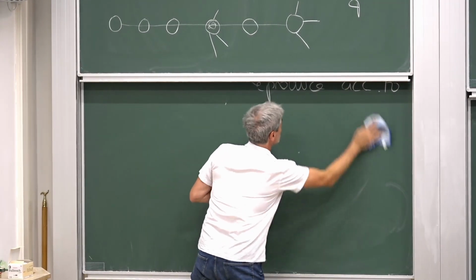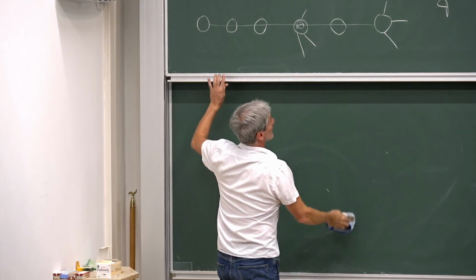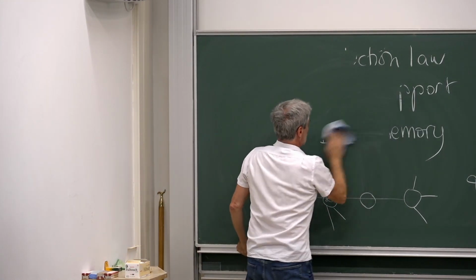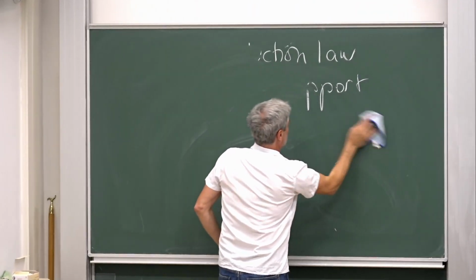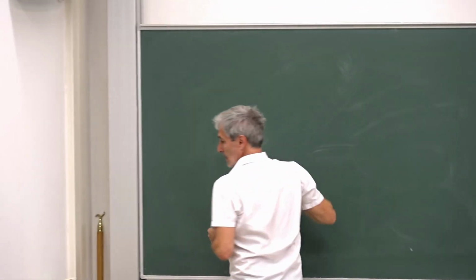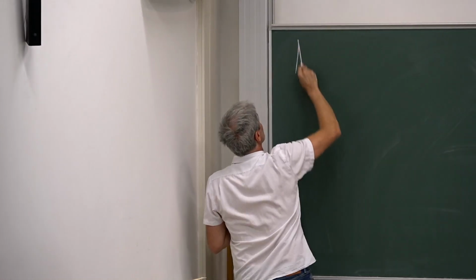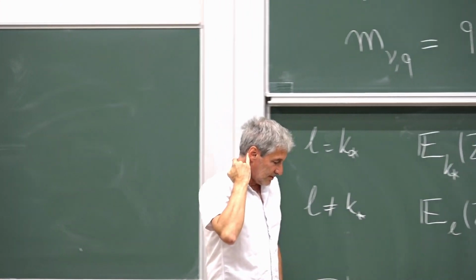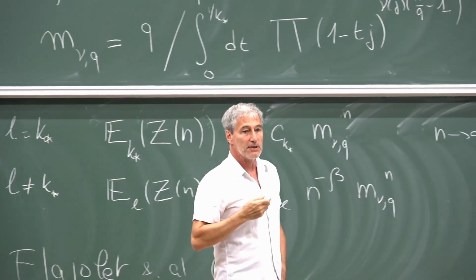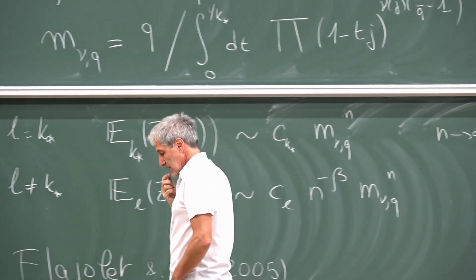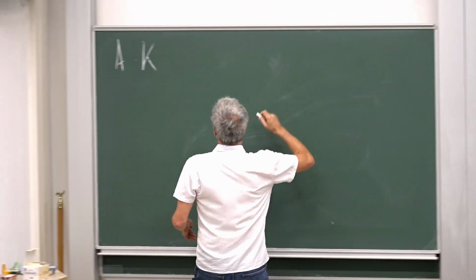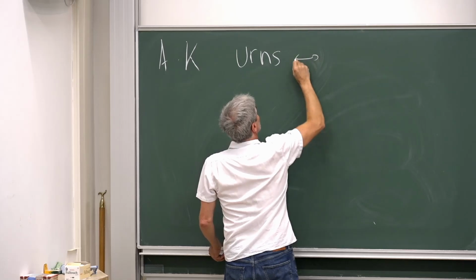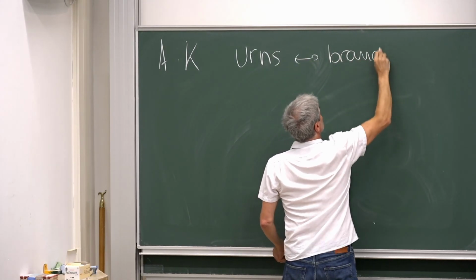The second ingredient: how would you analyze such urns? There is an old paper by Athreya and Karlin, in '68, I think. It was part of Athreya's thesis, in which they make a very important connection between urns and multi-type branching processes.